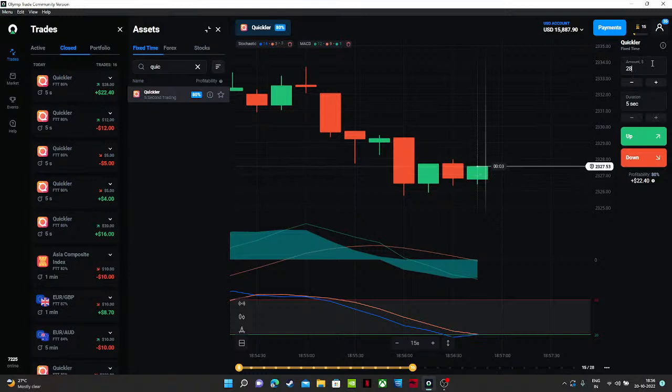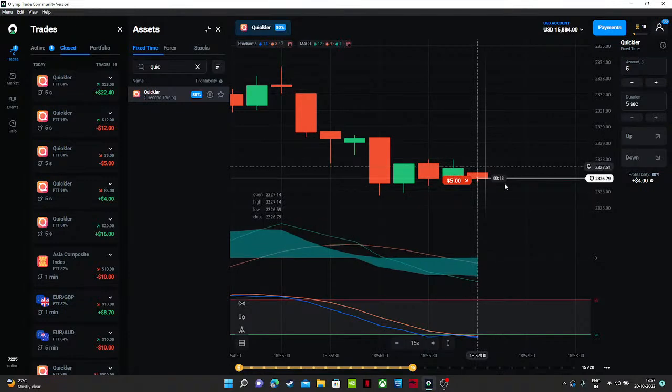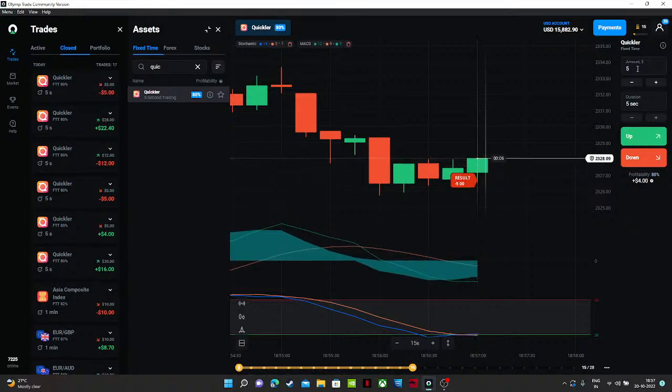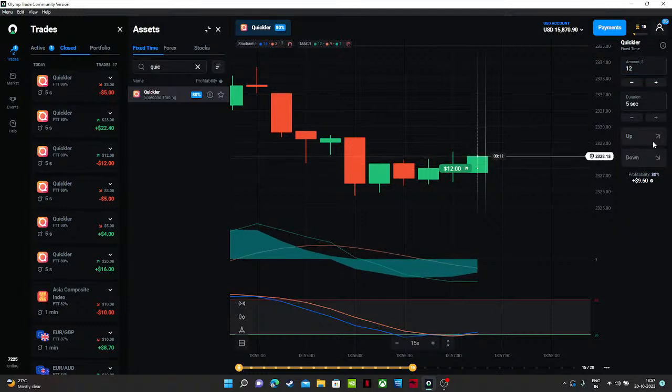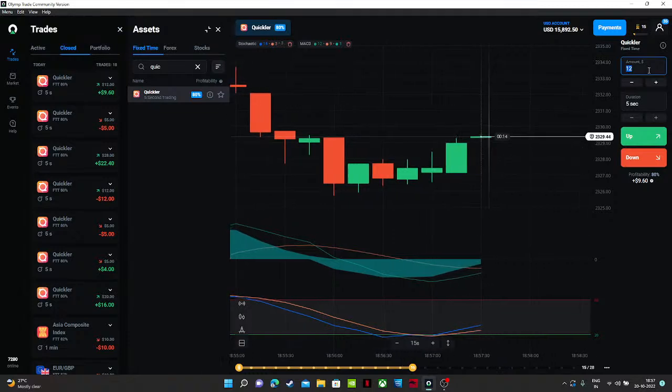Again, I will return to the base amount, 5 USD. So change the chart into 15-second time frame, and whenever a new candle appears, whatever the candle color is showing initially in the very first second, you can make the trade in that particular direction. We won this one as well. So we are very close to completing our target of 100 USD for the day for this session.